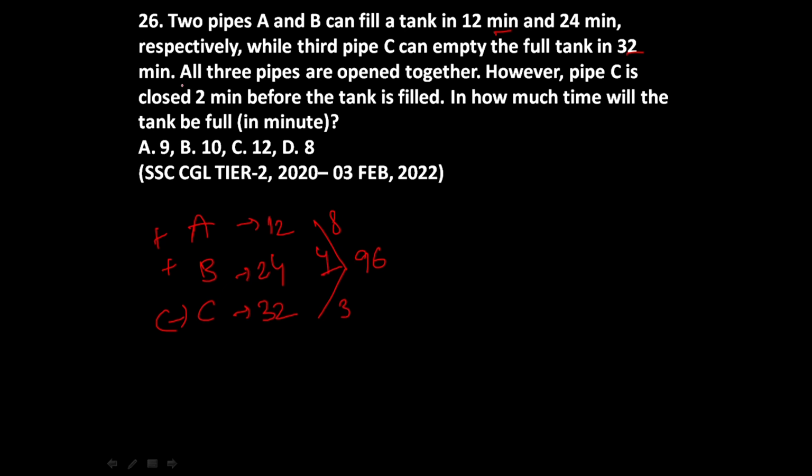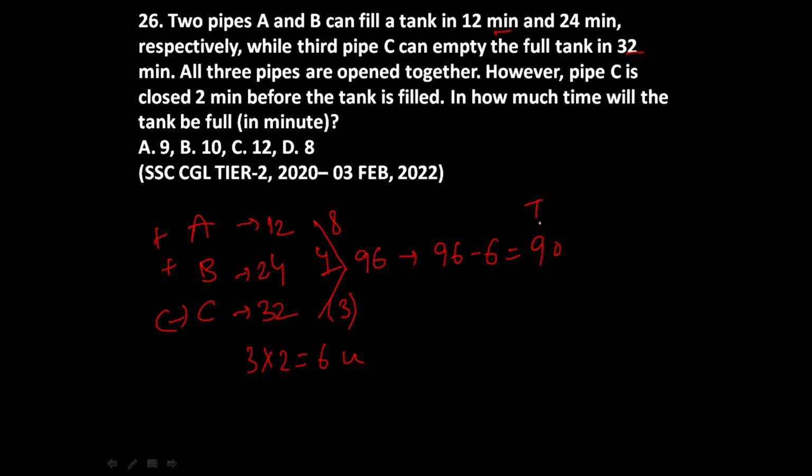Clear? It says that all 3 pipes are open together. However, pipe C is closed 2 minutes before the tank is filled. So how much of the liquid will be emptied by C in 2 minutes? 3 is the efficiency of C. So it will be emptied 3 into 2, means 6 units. Clear? So now we have to calculate it in 90.